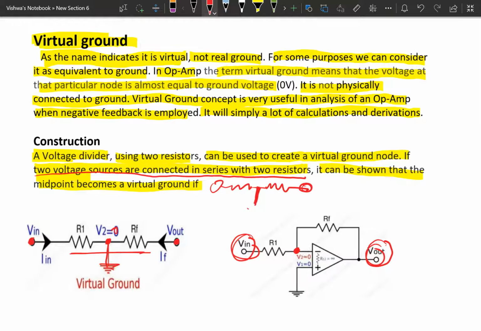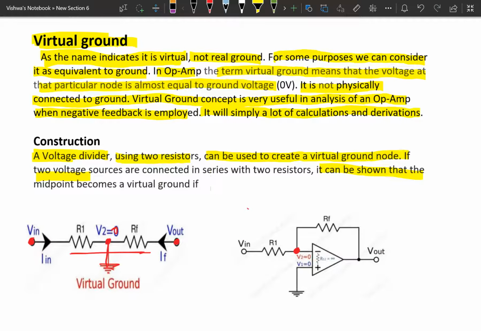And at this virtual ground point, the current is not considered to sink into the ground. That means zero current is sinking. So this is about the virtual ground concept. Next, let's go to the applications.